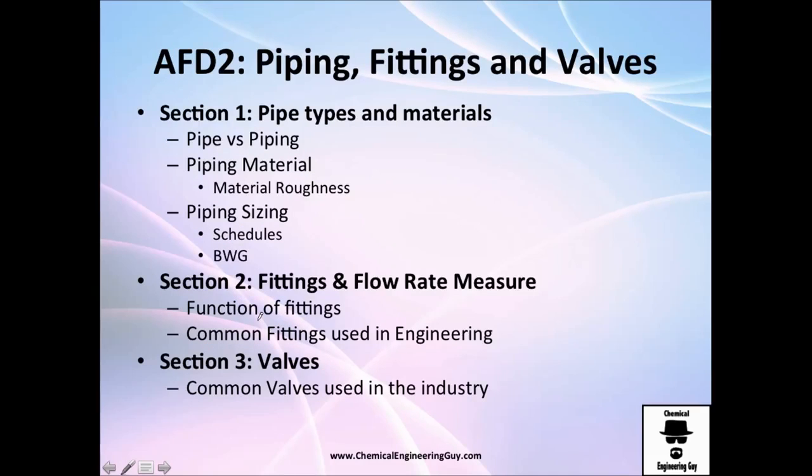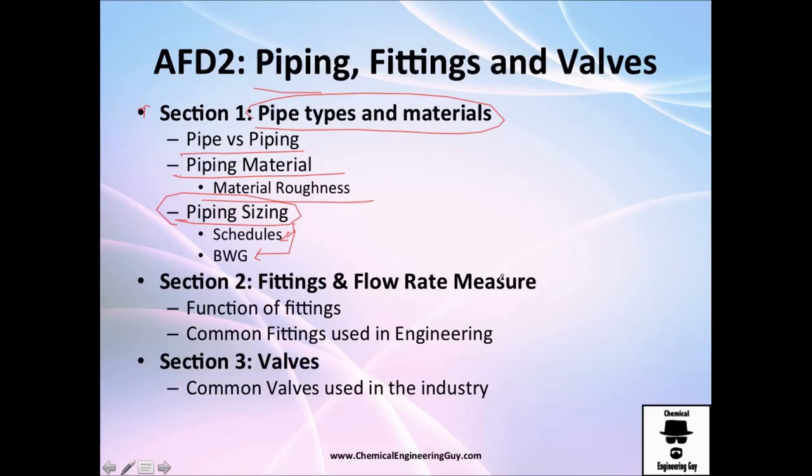After that, it will be interesting to check out piping, fittings, and valves. We have three sections. Essentially, section number 1 is pipes and types of material. What's a pipe? What type of material do we use? Roughness of the material, and sizings, which is very common in the industry.